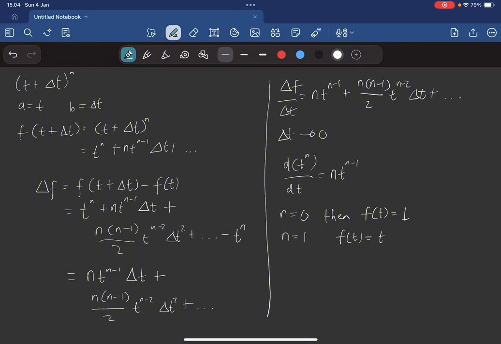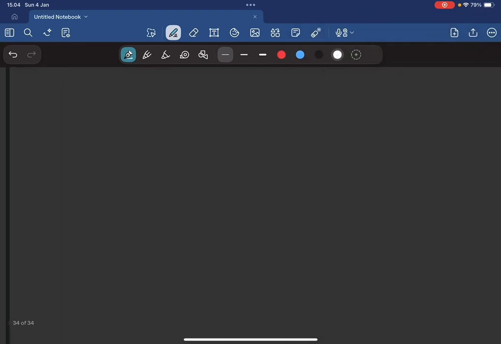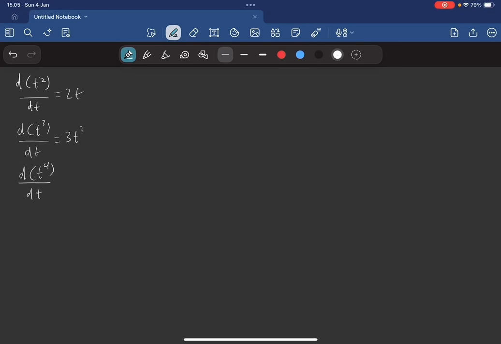Here are some derivatives of powers. The derivative of t squared is 2t. The derivative of t to the power of 3 is 3 times t squared, and the derivative of t to the power of 4 equals 4 times t to the power of 3. The general formula will be like this.